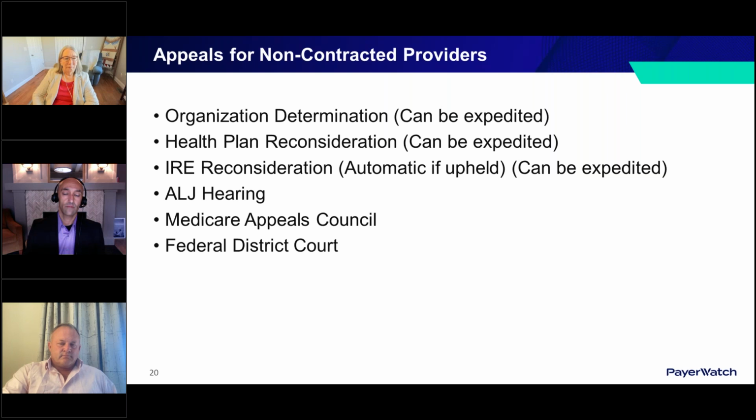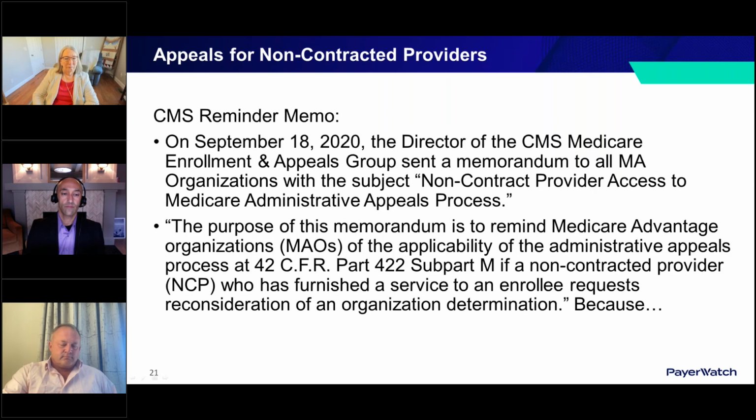If the IRE upholds it, then you have the option of going to a hearing in front of an administrative law judge. If they find against you, you could then go to the Medicare Appeals Council.